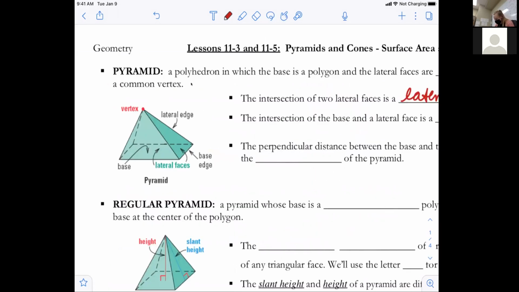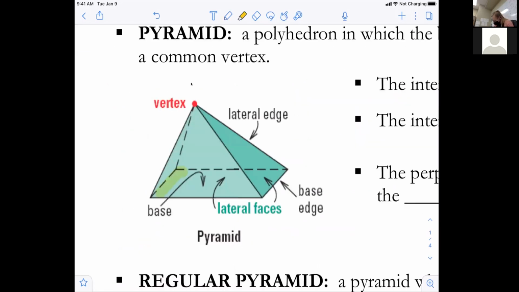If you look at the picture, my base is this quadrilateral at the bottom, and my base edge is one edge that touches the bottom and touches one of the slant sides, while my lateral edge goes along the triangle. So it's one of the sides of the triangles.